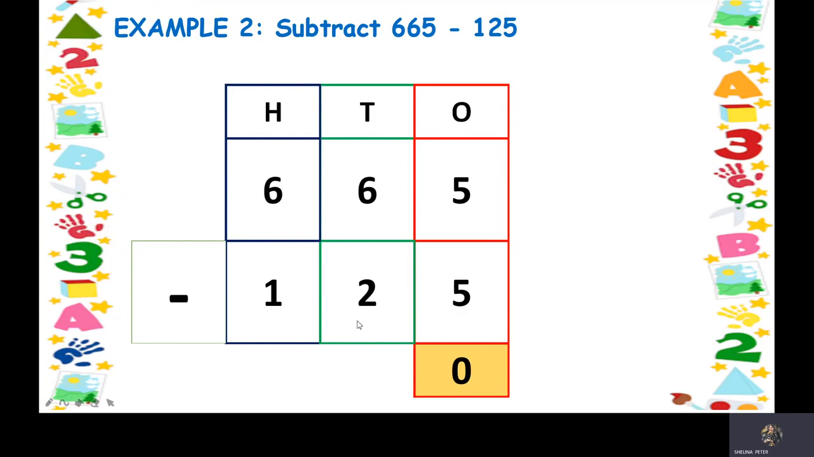Let's go to the tens column now. We have 6 and 2. Smaller number is 2 and bigger number is 6. So let's count on our fingers from smaller number till bigger number. We'll get 3, 4, 5, 6. So the answer will be 4. Let's go to the hundreds column now. Smaller number is 1, bigger number is 6. So let's count from 1 till 6. I'll get 2, 3, 4, 5, 6. So the answer will be 500.